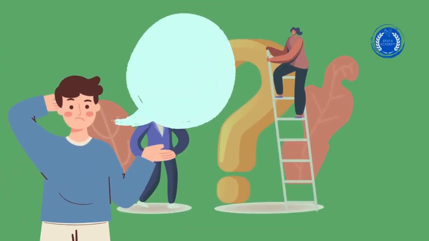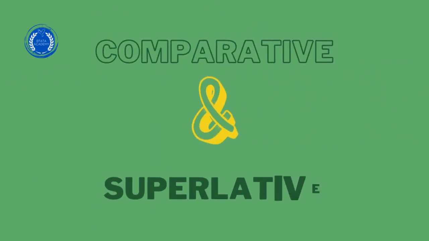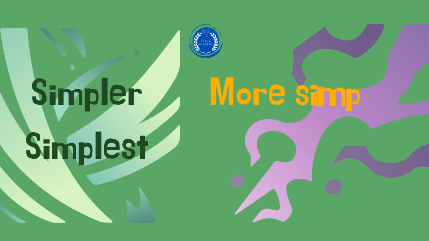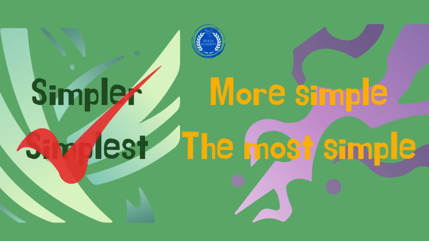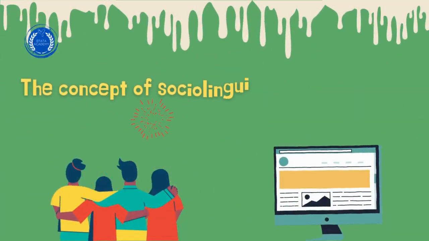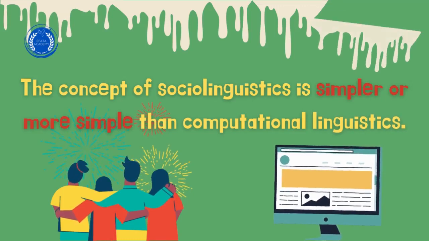Some people get confused about how to use these words. Well, if you use these words to compare people, animals, or things, how do we change the words? In either comparative or superlative adjectives, of course. Here is the word: simple. Is it simpler and simplest, or more simple and the most simple? What do you think? Well, it's simple. The answer is both. You can say the concept of social linguistics is simpler or more simple than computational linguistics.